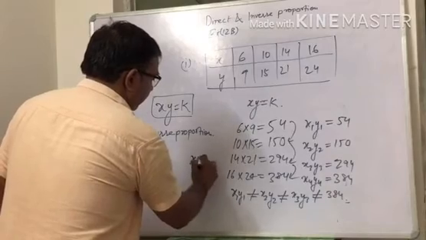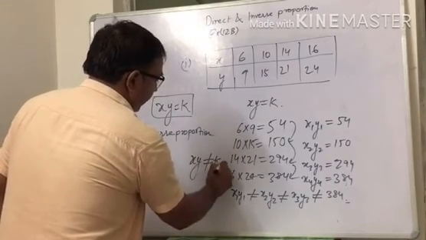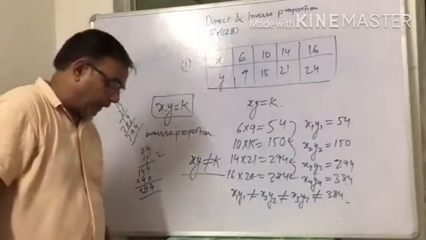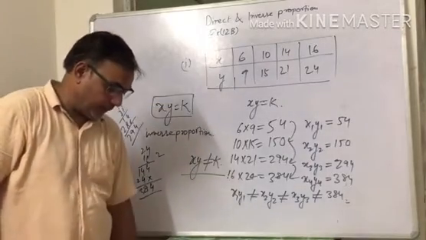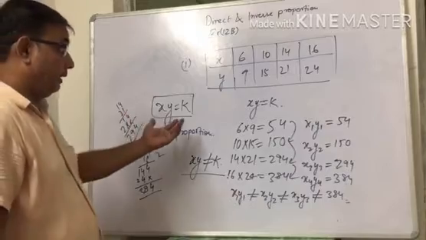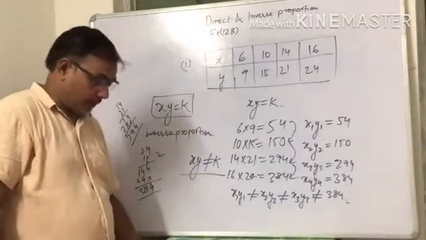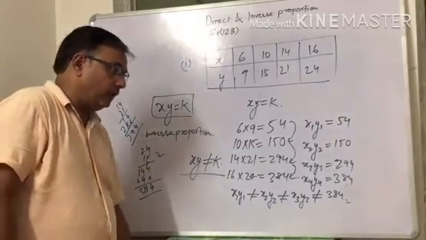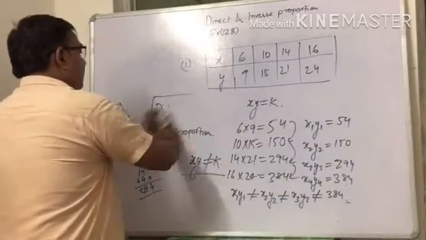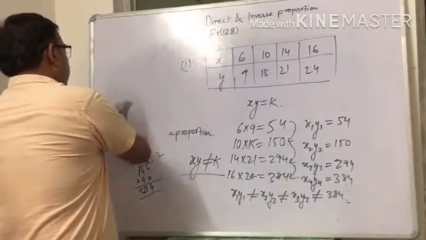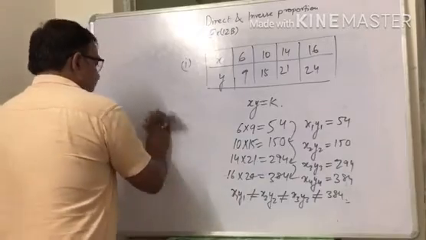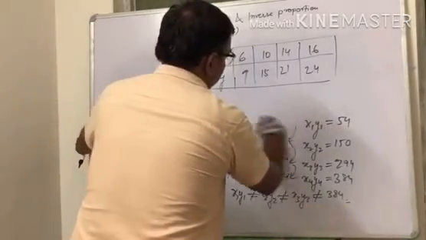Means xy is not equal to k. You can check by simply multiplying. Next, you can multiply and check whether it is direct variation or not. You can do it on your own. Second and third: in question number 1, you have to do the second and third parts in your classroom copy or homework copy. You can use either.